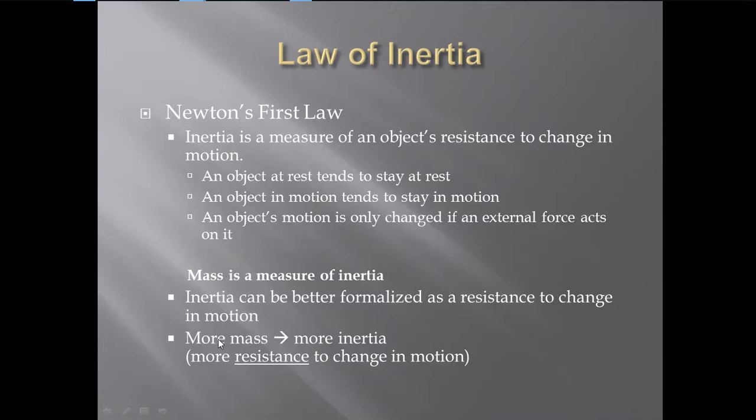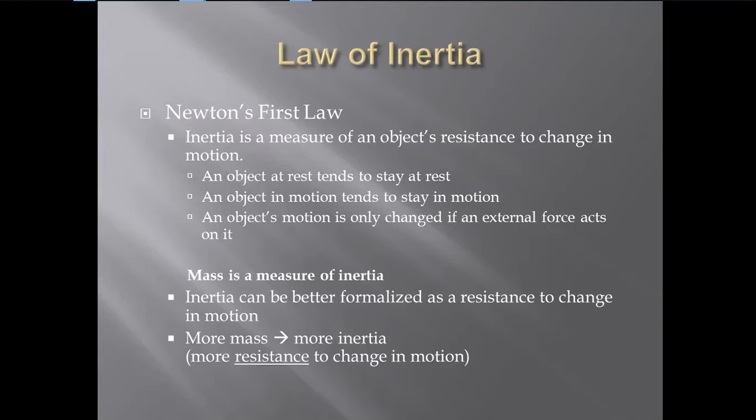Now, here's the thing. The more mass an object has, the more inertia it has. Not weight. I didn't say weight. Mass and weight are two different things. And in your reading today, you're going to read about the difference between mass and weight. It is a very, very important distinction to make. So when I say something has mass, that's a kilogram. That's a fundamental measure of nature.